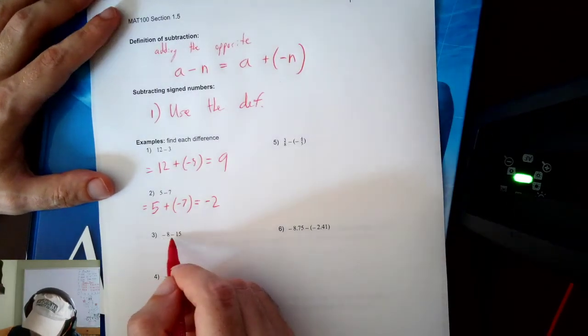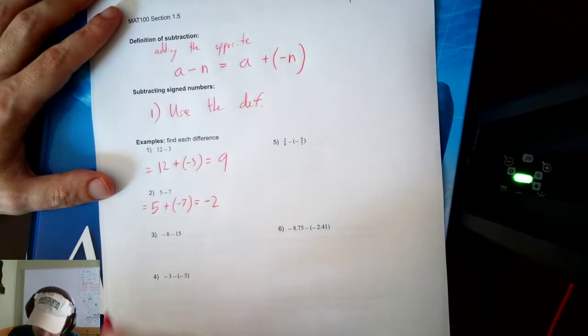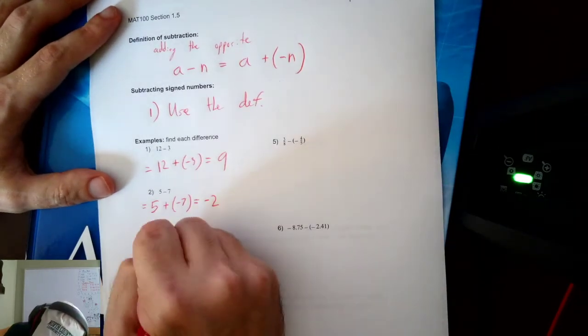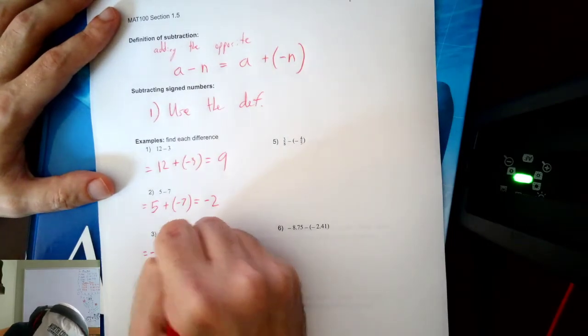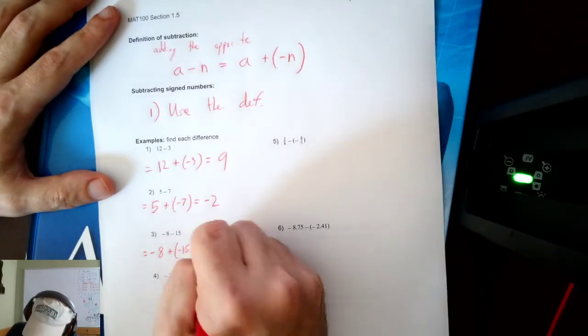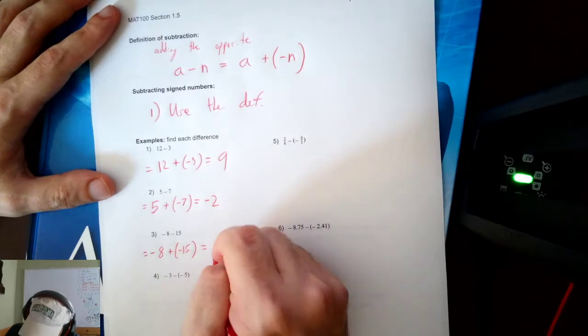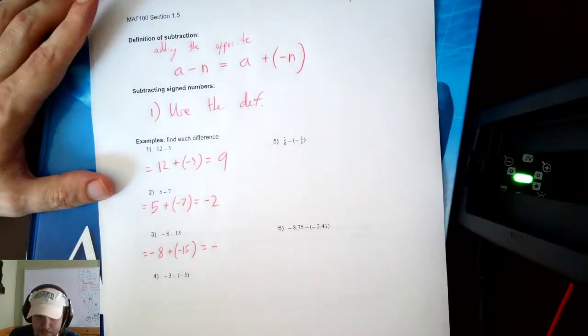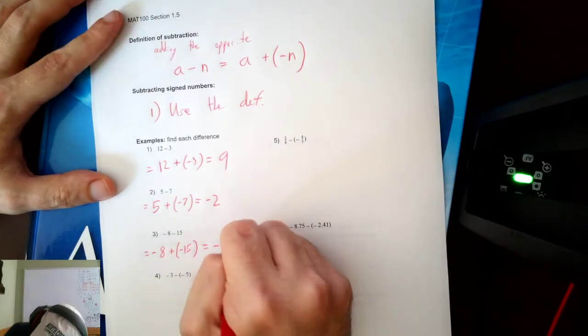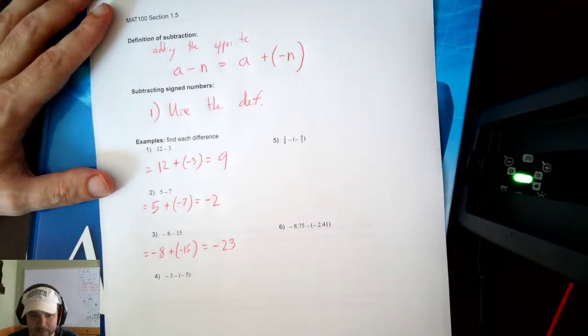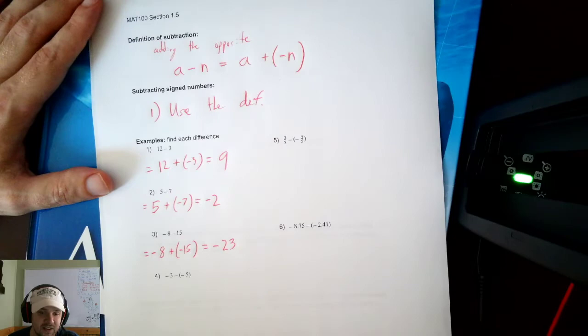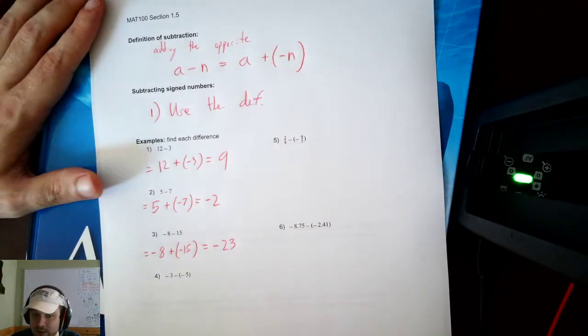Negative 8 minus 15. Well, if I use the definition, I'm going to have negative 8 plus negative 15. Well, these have the same sign, so I'll keep the sign the same and combine the values. So that becomes negative 23 once I've completed the addition, right? So negative 8 minus 15 is negative 23.